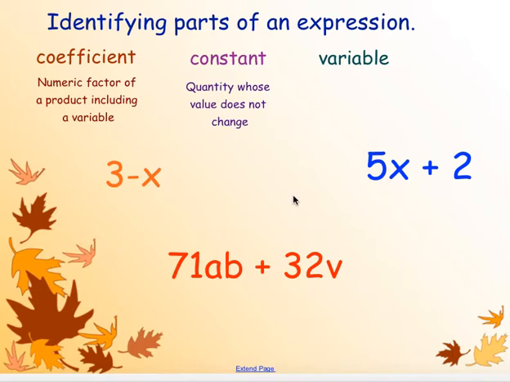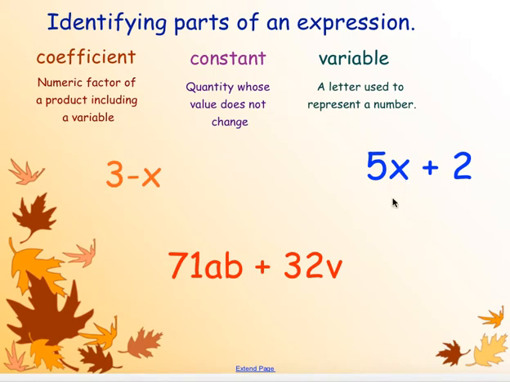A constant, on the other hand, is a quantity which value does not change. So when we look at 5x plus 2, since 2 doesn't have a variable on it, it's not going to change. Regardless if x is 1, -1, 100, a billion, it doesn't matter. That 2 is still going to be 2. That's a constant. Whereas a variable is a letter used to represent a number. You guys are very familiar with this, but that x, we can replace that with different numbers to see what changes the expression.